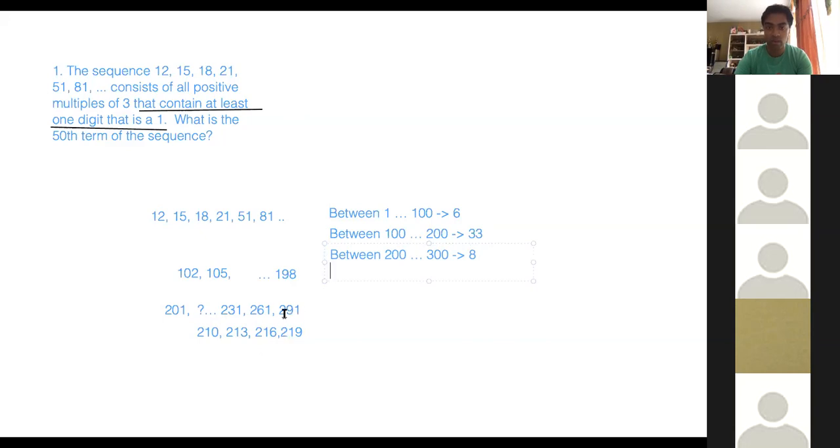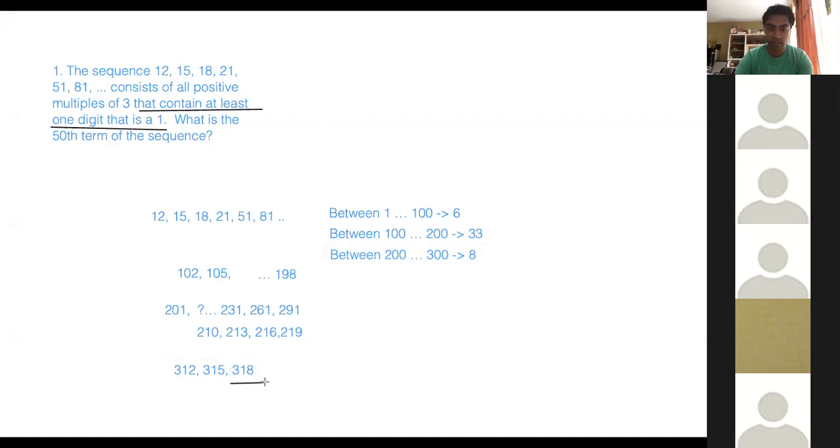So okay, what is the first one after 291? 300. Careful. So does 300 have a digit of 1? 312. 312, good. What's the one after that? 315. So which number is this? We have covered 47. So 312 is the 48th. 315 is the 49th. So which one is the 50th one? 318. Good. So the correct answer should be 318.